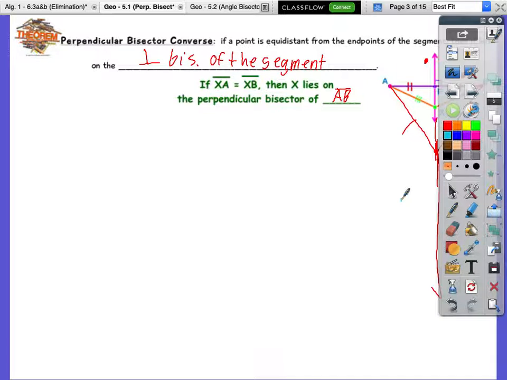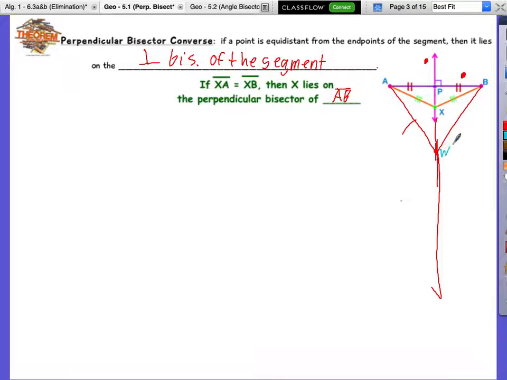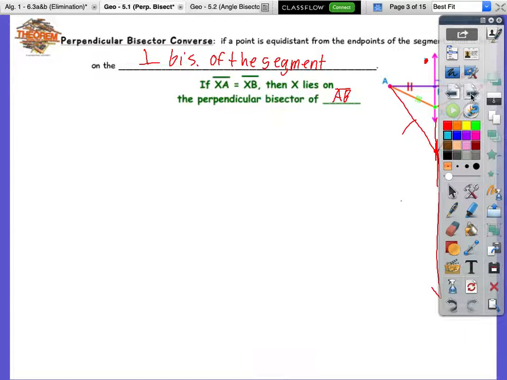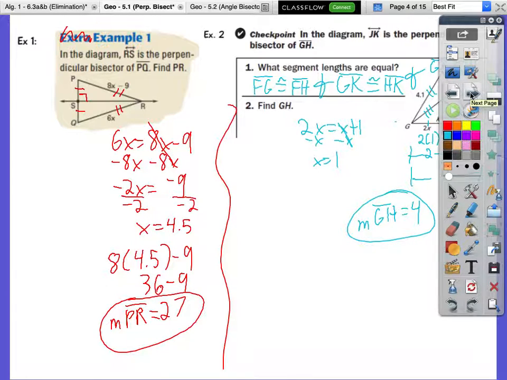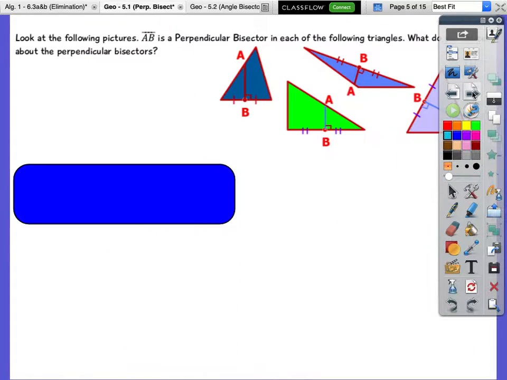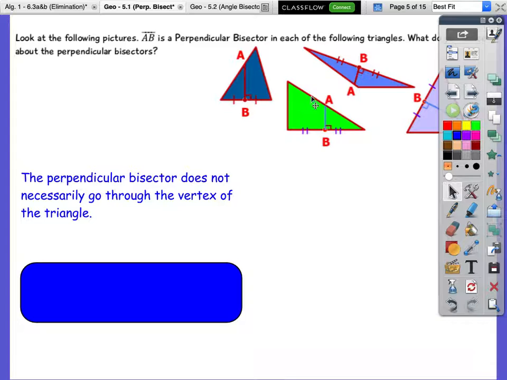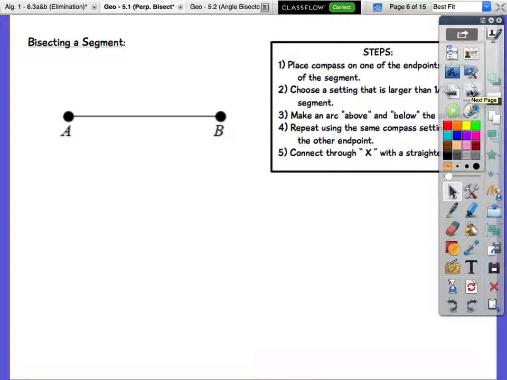So we have the point X and maybe point W down here that are equidistant from the two endpoints of the segment, so they have to be on the bisector. But this point up here and this point up here are obviously not equidistant from point A and point B, so they're not on the perpendicular bisector. That was the converse. And then we did these examples. Set them equal, solved. Went through here, set a couple equal, solved. We did this already. It doesn't have to be through the middle of the vertex. And then we practiced bisecting a segment.